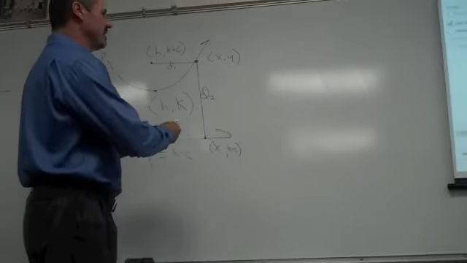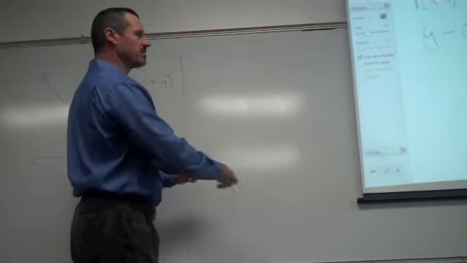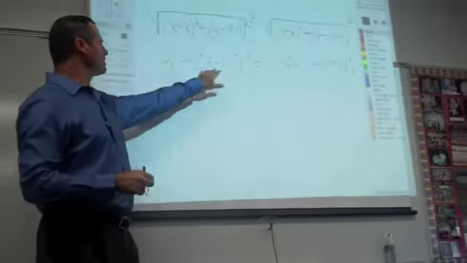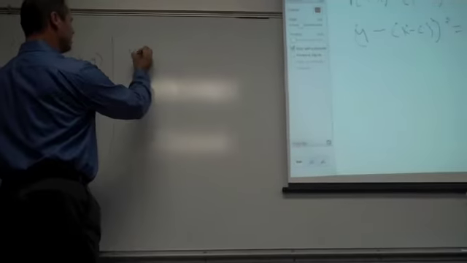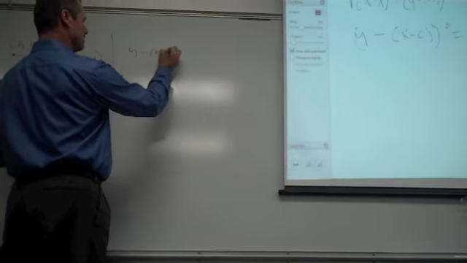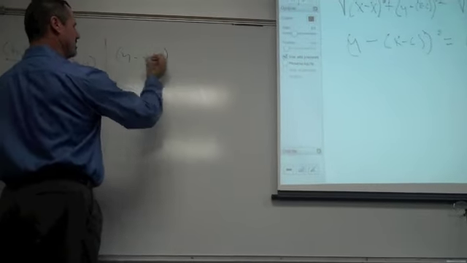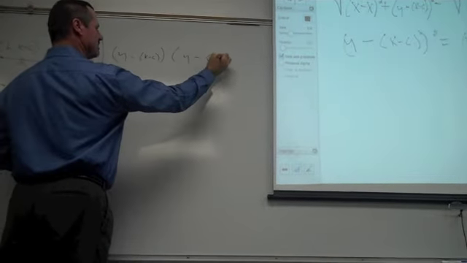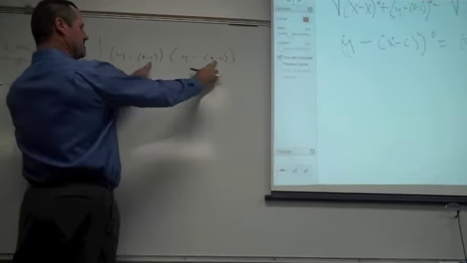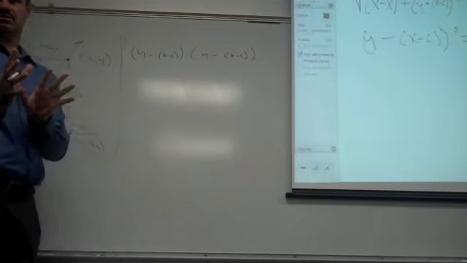Alright, right in here, here's my scratch paper. I'm going to write this side out. y minus k minus c, and another y minus k minus c. Now remember, that's just a number. k minus c is just a number.